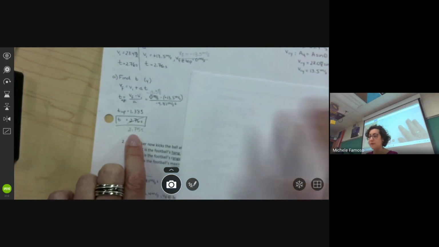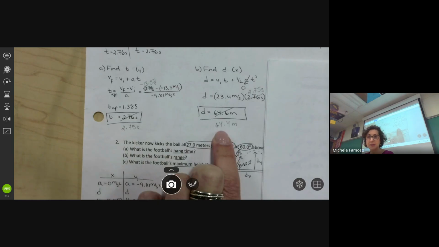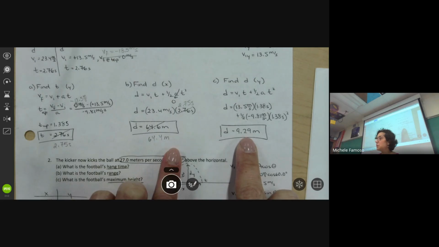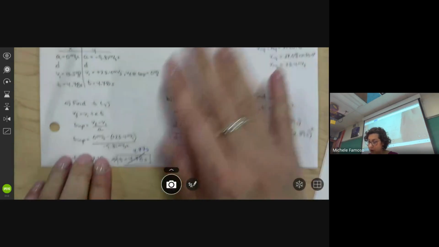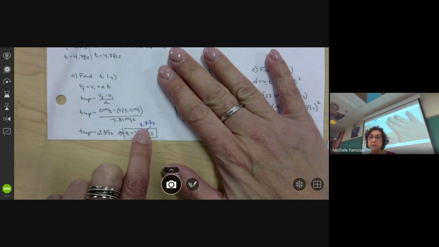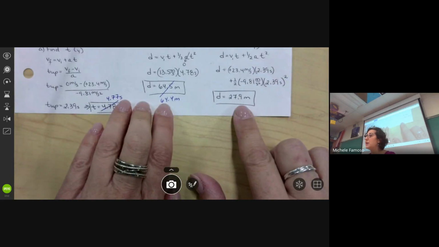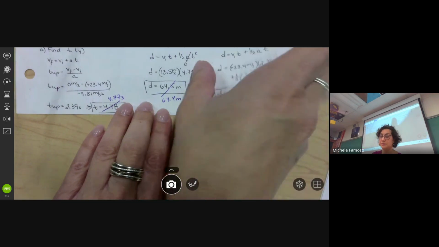Okay, so the answer in part A is 2.75 seconds for number 1. In part B it is 64.4 meters, and C is 9.29 meters. Number 2, A is 4.77 seconds. Part B is 64.4 meters, and part C is 27.9 meters.